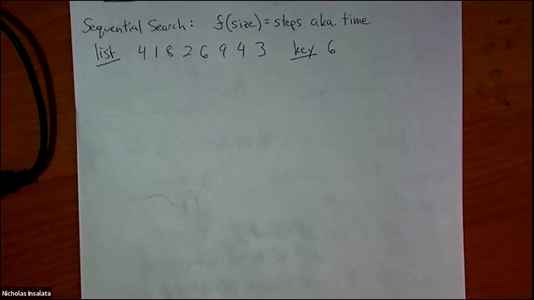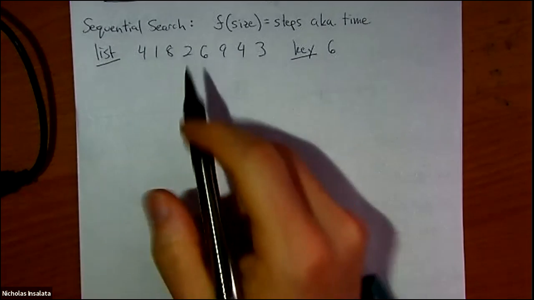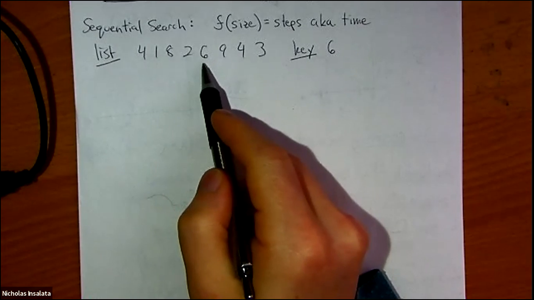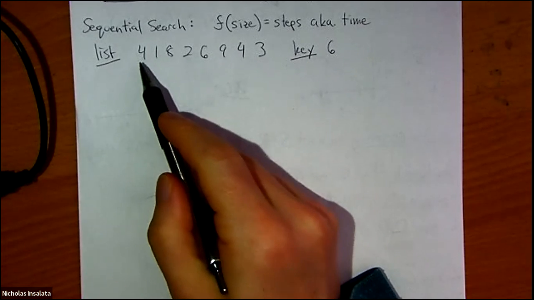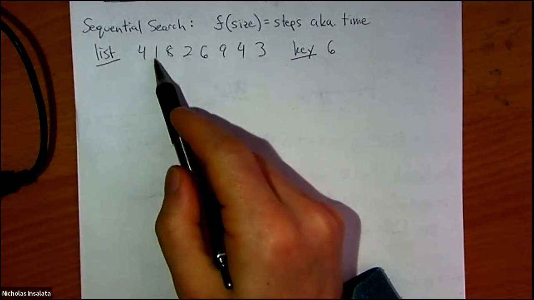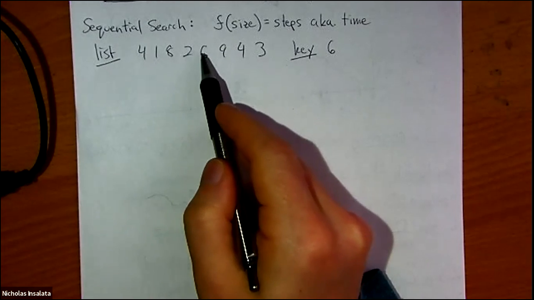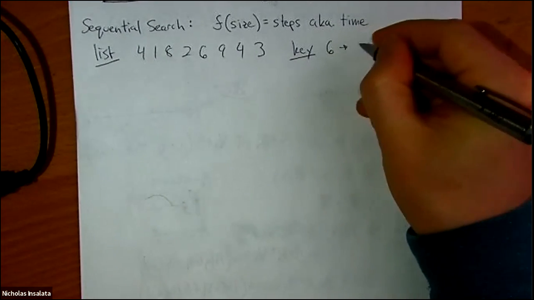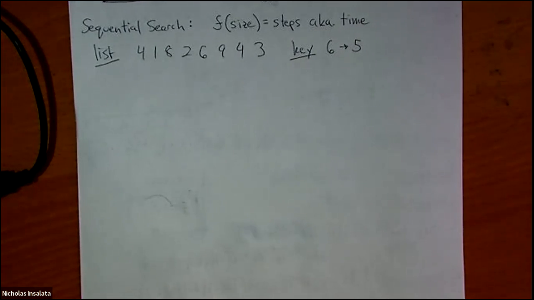More than 2. Yeah, 5, right? Because 6 is the 5th item on the list, right? I have to check this one. That's step 1. Check this one, step 2, step 3, step 4, step 5. So key of 6 leads to 5 steps, right?